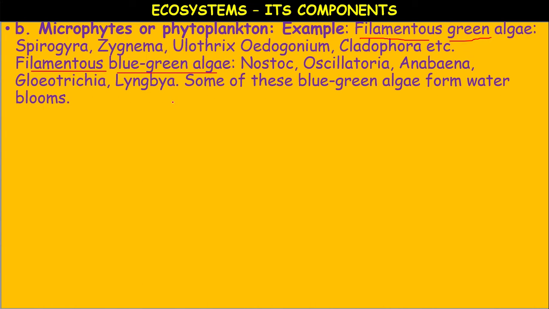Filamentous blue-green algae include Nostoc, Oscillatoria, Anabaena, Gloeotrichia, Aulosira, and some of these blue-green algae form water blooms. They form the water blooms.